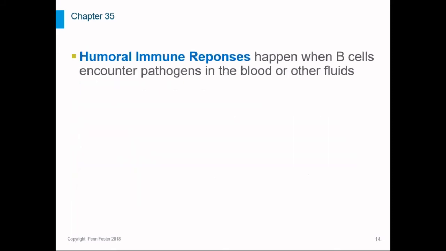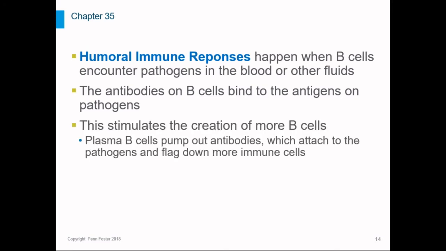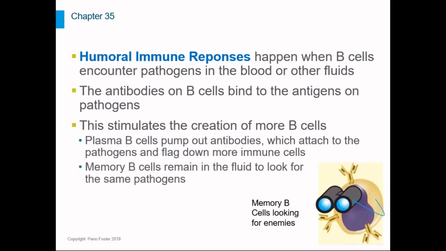So the humoral immune response happens when B cells encounter pathogens that are in the blood or other fluids. They bind to the pathogens. Okay, the antibodies on the B cells bind directly to the antigens on those pathogens. And this stimulates the creation of more B cells. And there's two different types. So it makes a whole bunch of plasma B cells, which are cells that pump out antibodies. Those antibodies attach to the pathogens and flag down more immune cells. And then other immune cells will come and destroy it.